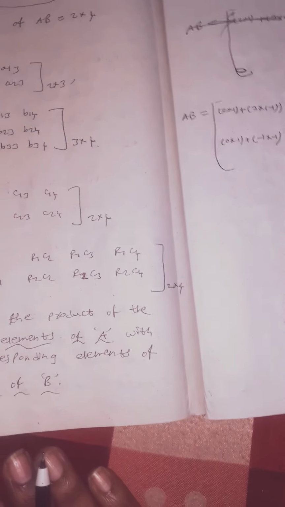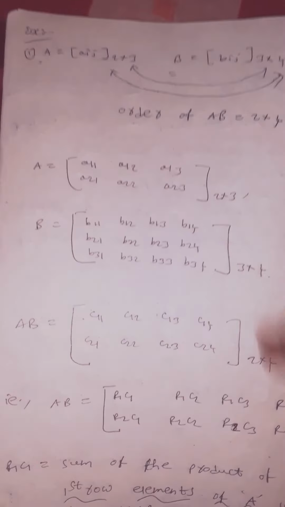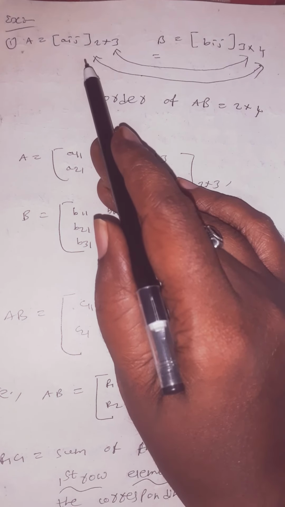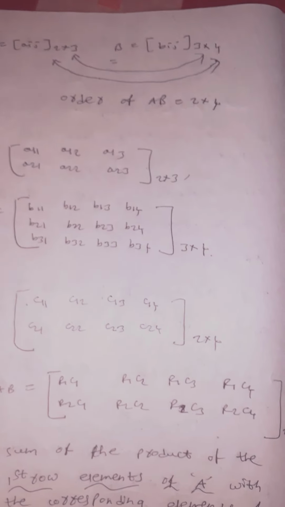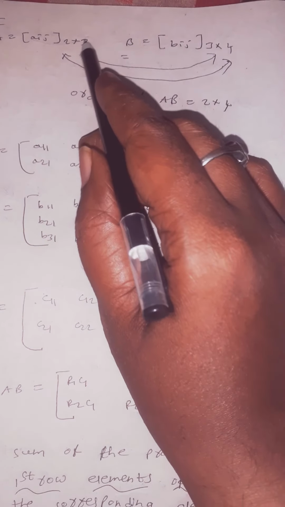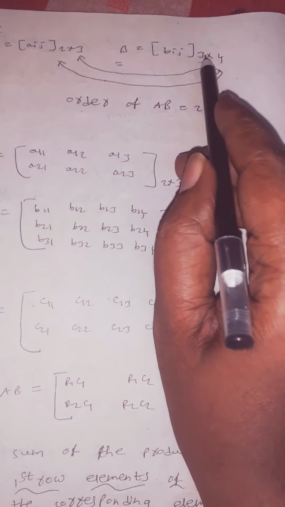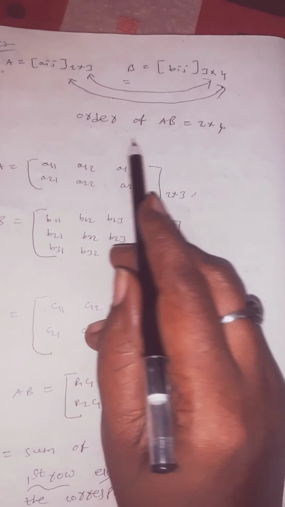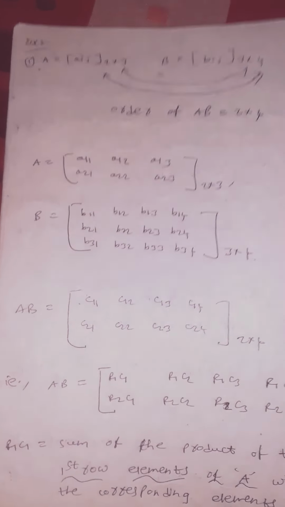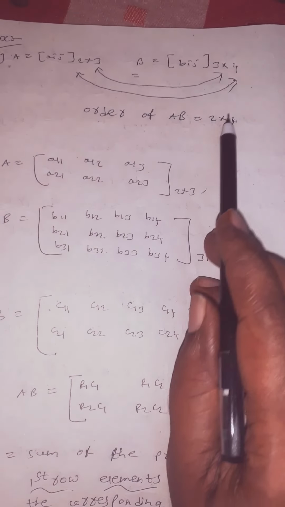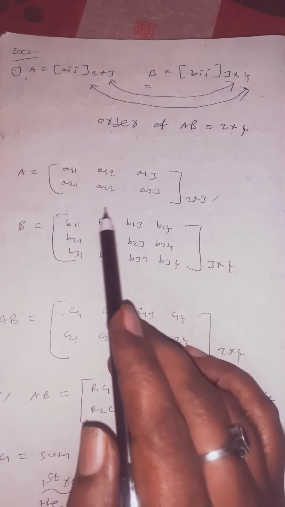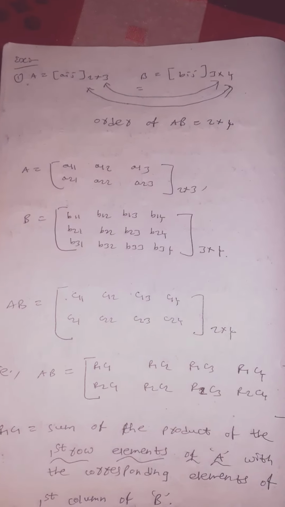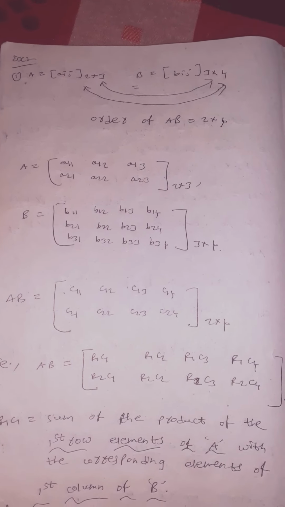See children, now I will explain generally like this. If you take A equal to Aij, a 2 by 3 matrix, and B equal to Bij, a 3 by 4 matrix, here this column and this row are both equal. So what can we say? The order of AB is 2 by 4, which means 2 rows and 4 columns. So 2 rows, 4 columns you should get.